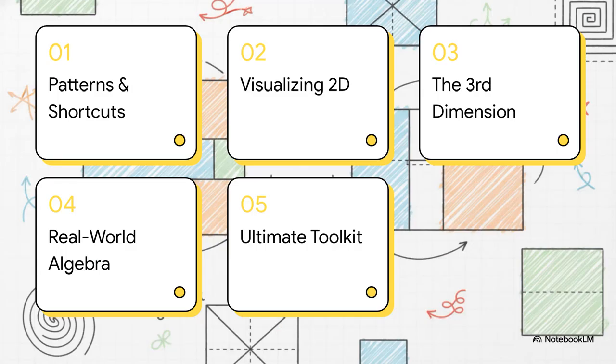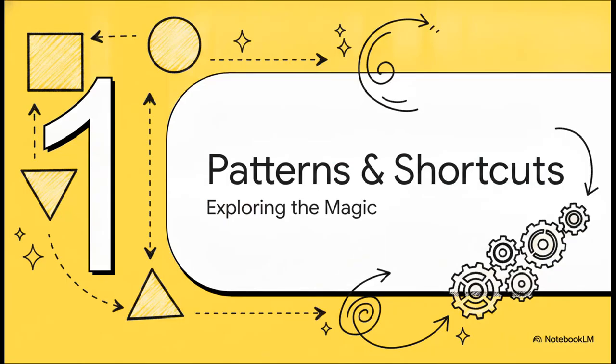So here's our roadmap for today. We're going to start with some mind-bending patterns, visualize them in 2D, blast into the 3D realm, apply them to the real world, and then finally build your ultimate visual toolkit. Let's get into it. Okay, Section 1, Patterns and Shortcuts. We're kicking things off by looking at a mathematical pattern that honestly feels a bit like a magic trick. It's the perfect way to introduce what an identity actually does in practice.